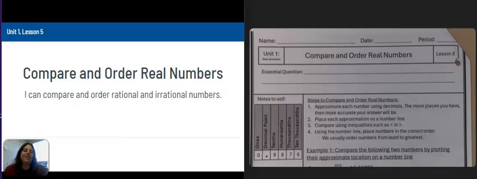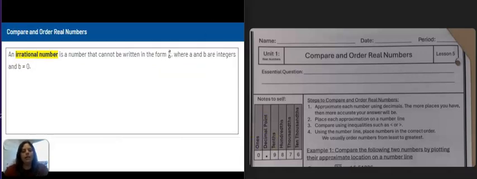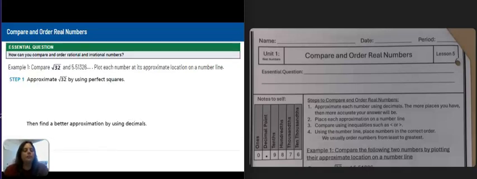Hey y'all, in this video we're going to look at comparing and ordering real numbers. So we want to be able to compare and order rational and irrational numbers. Remember that an irrational number is basically a number that cannot be written as a fraction. So our essential question is, how can you compare and order rational and irrational numbers?